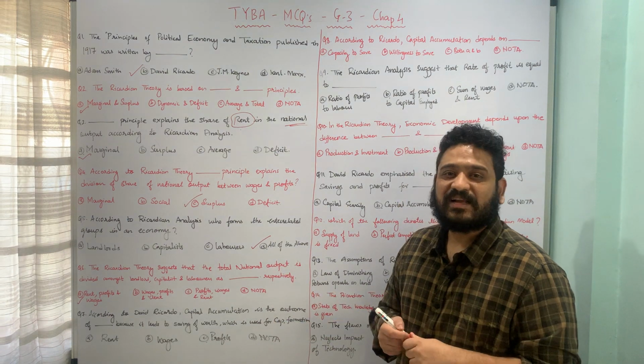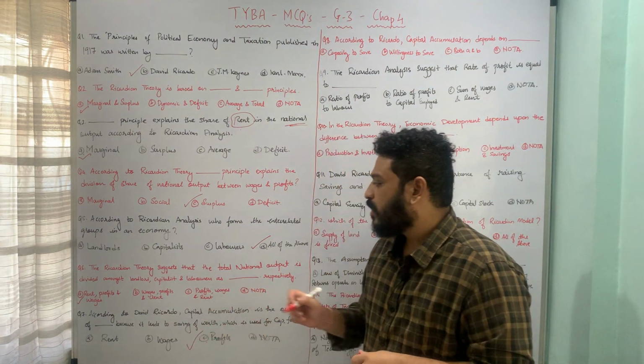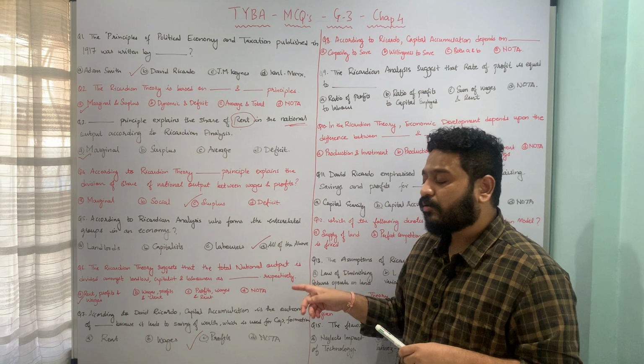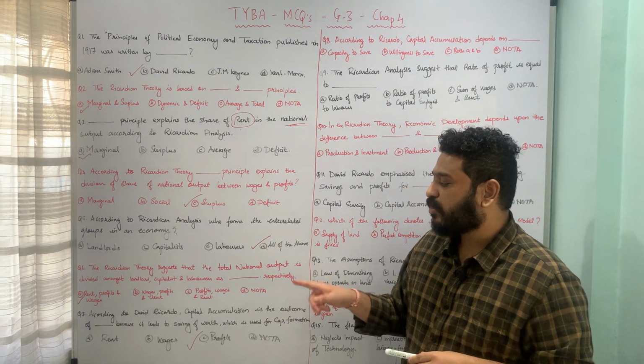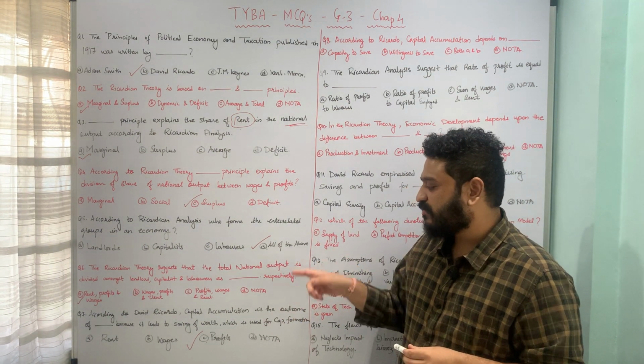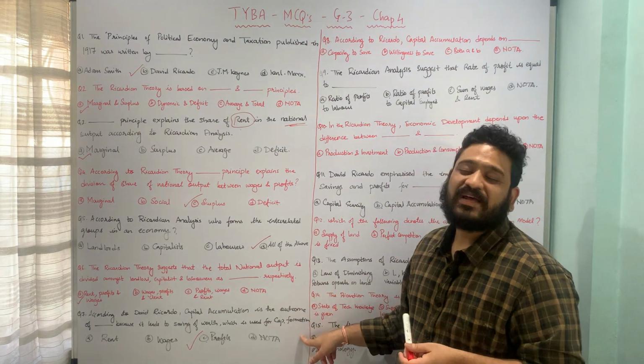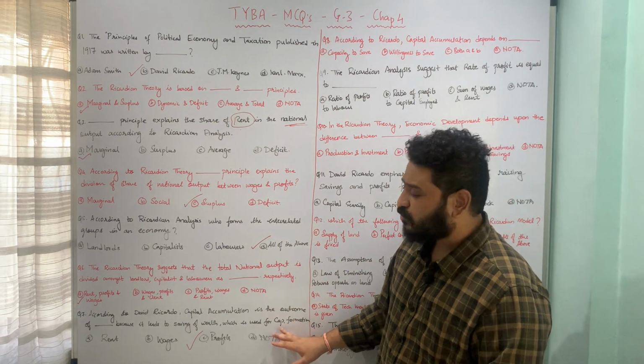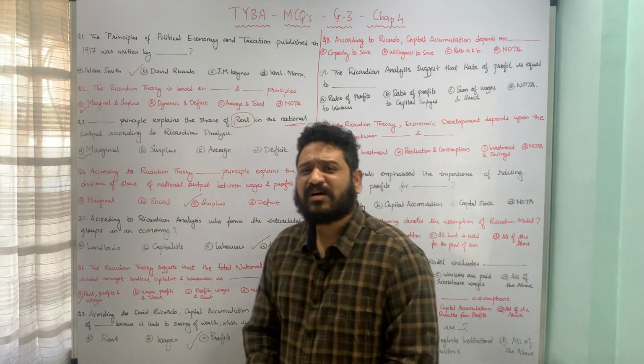So here the correct answer is profits. According to David Ricardo, capital accumulation is the outcome of profits, because profits lead to saving of wealth, which is used for capital formation. I hope this question is pretty much clear. Let us now move to the next one.